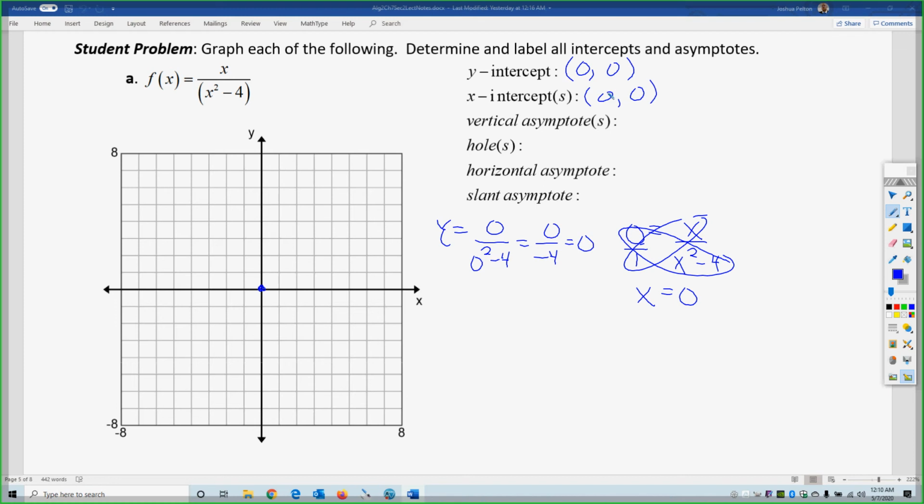Okay. Vertical asymptotes and holes. Since the numerator and denominator have nothing to cancel, there can be no holes here. However, x squared minus 4 cannot be 0, so x squared cannot be 4. So if I square root both of those sides, x cannot be plus or minus 2 when I square root the 4. So x equals 2 and x equals -2 are my vertical asymptotes.